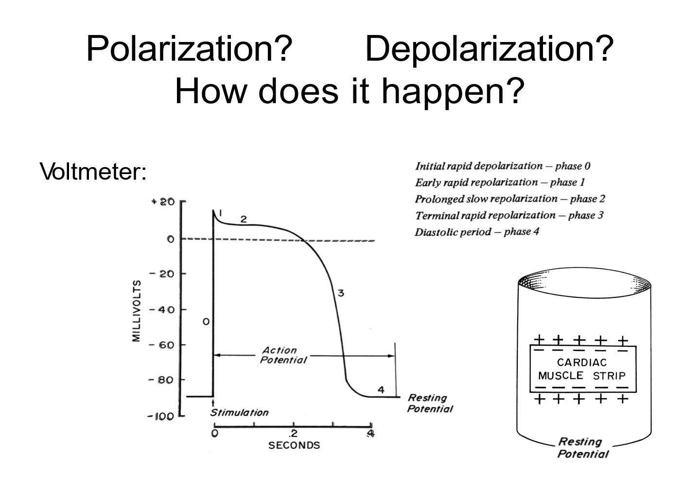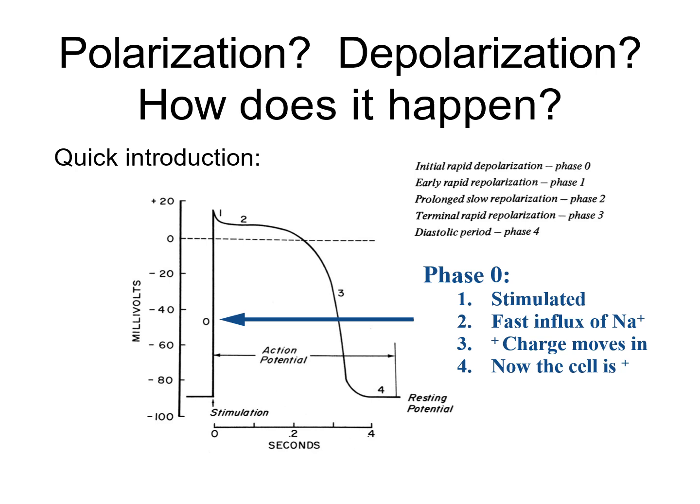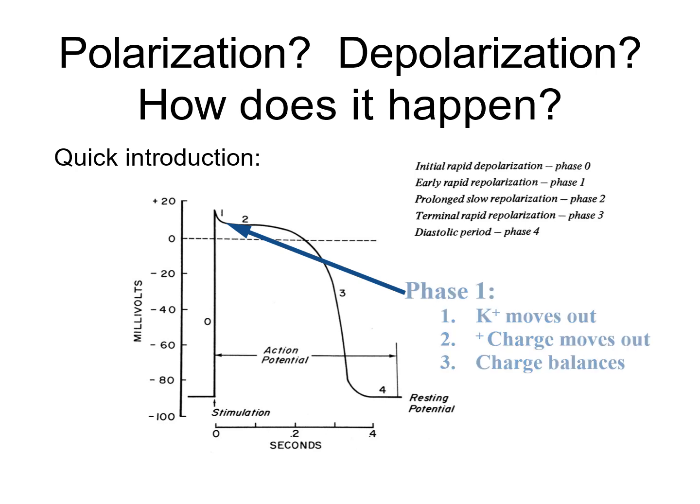Polarization, depolarization, and how does it happen? There are 5 phases that occur almost instantaneously with the cardiac muscle. Phase 0. The muscle is stimulated when there is a rapid influx of positively charged sodium ions that move into the cell. Phase 1. With the influx of sodium into the cell, it causes potassium to move out with that positive charge, and then the charges become balanced.